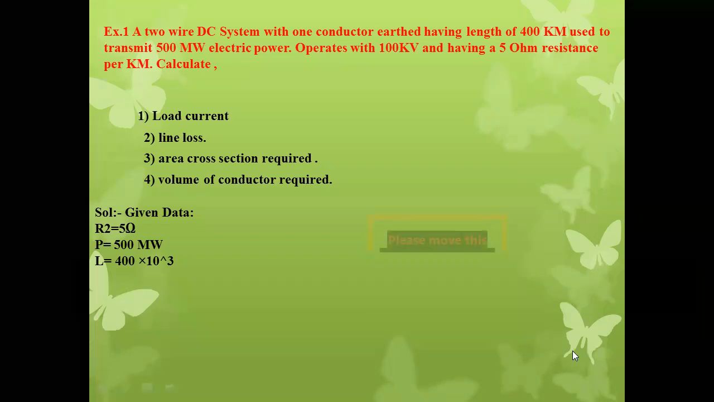How much is the area cross section of conductor required? Tell me anyone fast, because we have already spent 25 minutes on only one numerical. So calculate it first. Yes, how much? Anyone tell me what is the answer for the area cross section required?